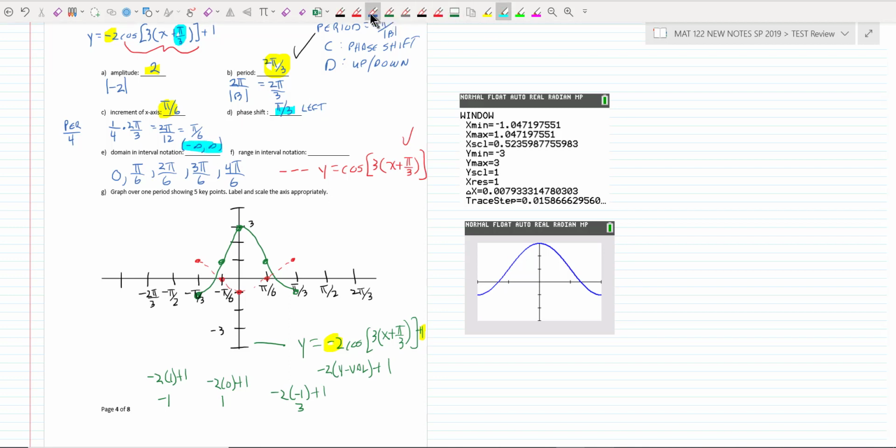The range in this problem is going to be the low value of y. So you just think of this as the low y to the high y. And the low y is negative 1. The highest value of y is 3. Okay? So you got that. So that's a good example of a graph.